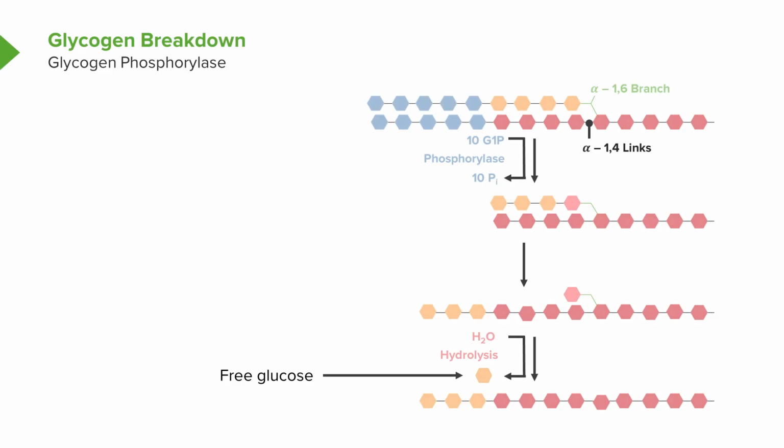I should also note one other point here, and that is that the release here of glucose is the only place in glycogen metabolism where free glucose is released. All other releases are glucose 1-phosphate.